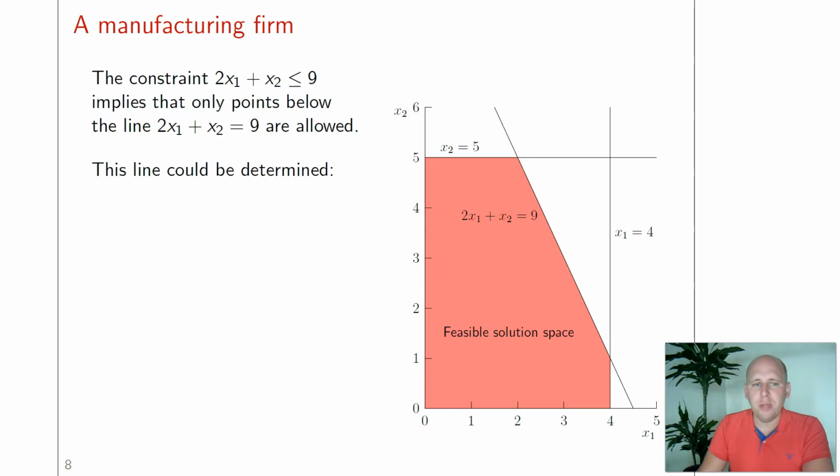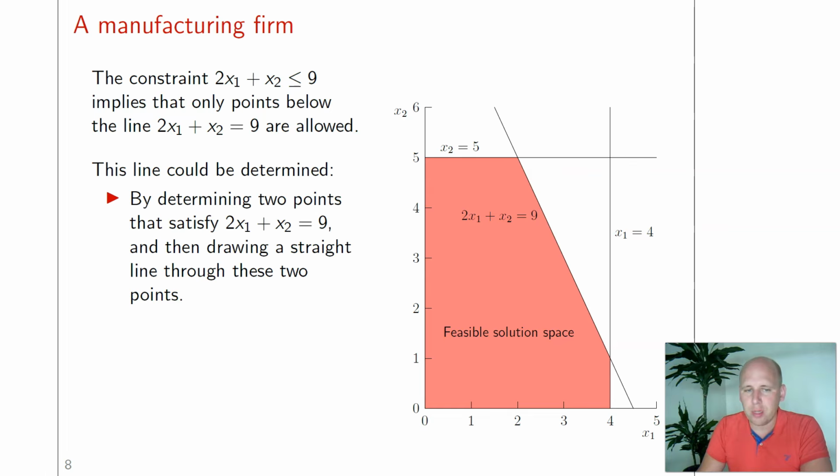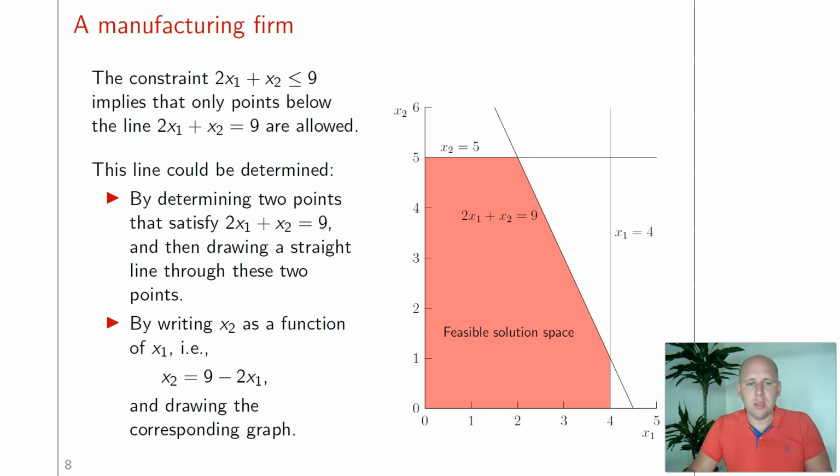You can also express x2 in terms of x1. The constraint boundary is given by 2x1 plus x2 equals 9. If we subtract 2x1 from both sides, what we then get is this, and then you basically have x2 as a function of x1. And this is then the corresponding graph of that function. So that's also how we could do this. So this is the feasible solution space.